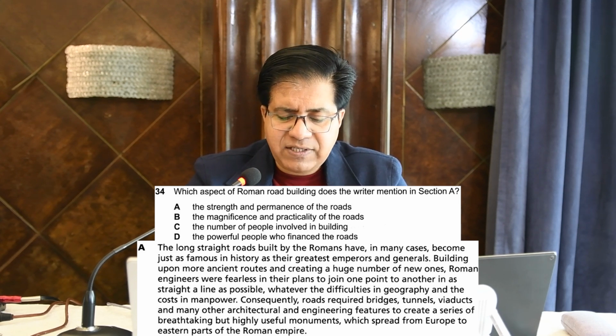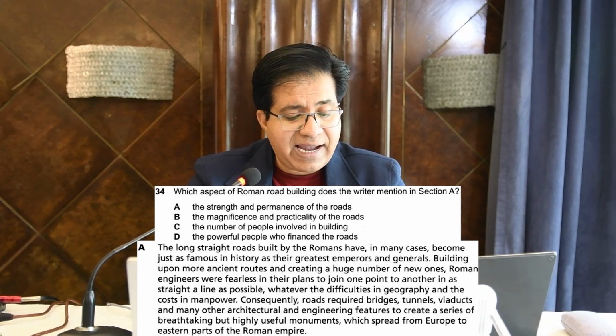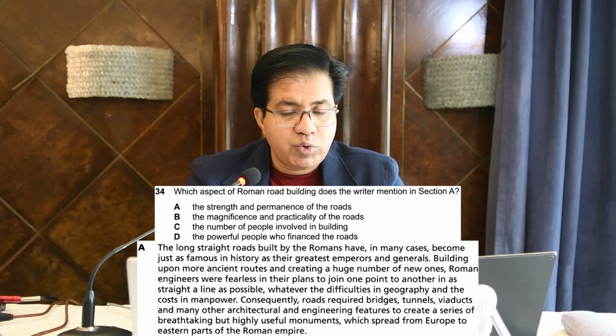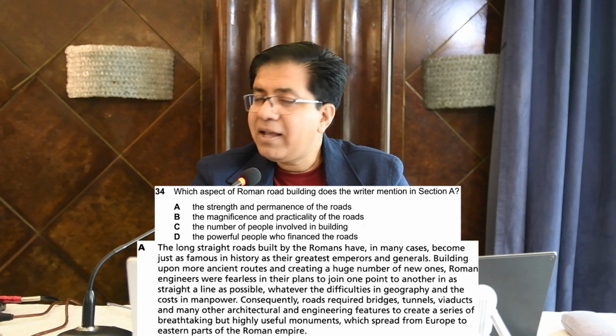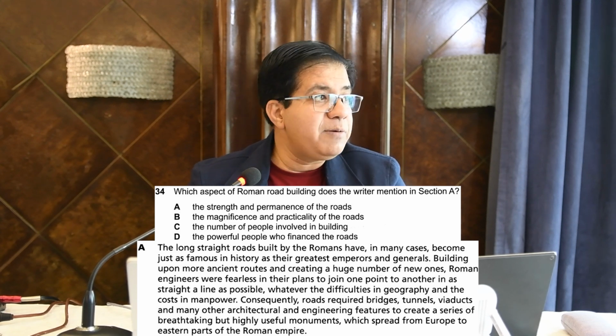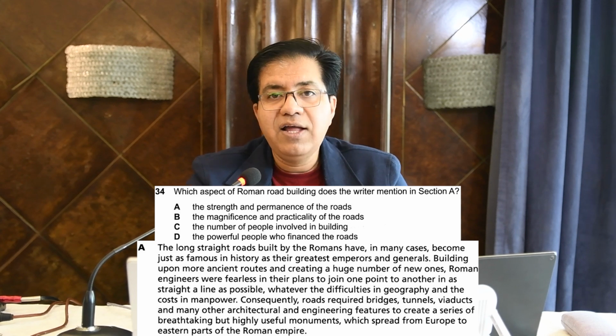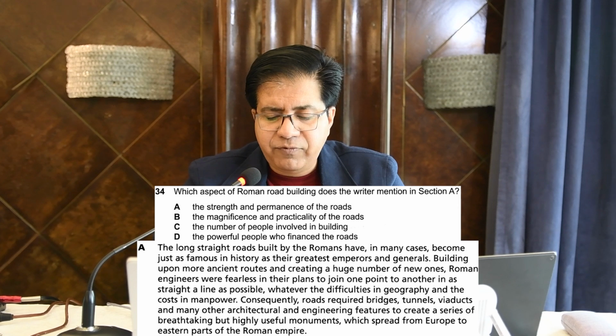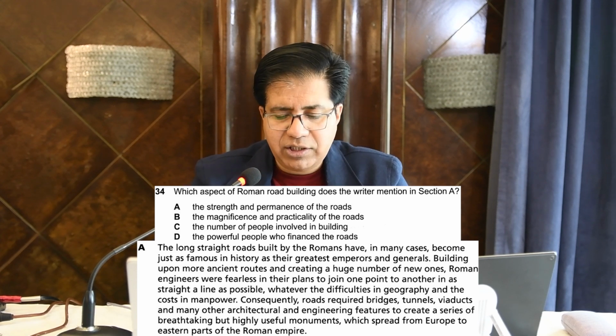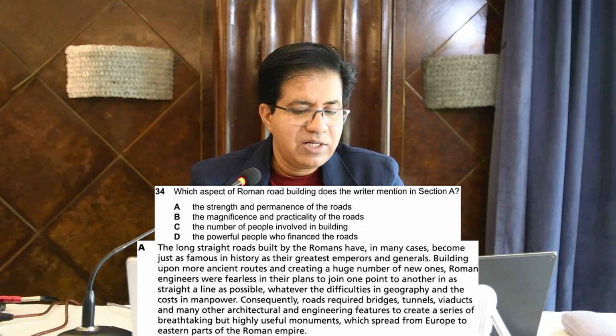Option B, magnificence and practicality of the roads. Exactly, for practicality, highly useful monuments, and for magnificence, they use the word breathtaking. So the correct answer for question number 34 is B. Let's read C. Number of people involved in building. They didn't mention that. Option D, powerful people who financed the roads. No. Got it? Now you got this point. First read the question, go back to the passage, then read options.